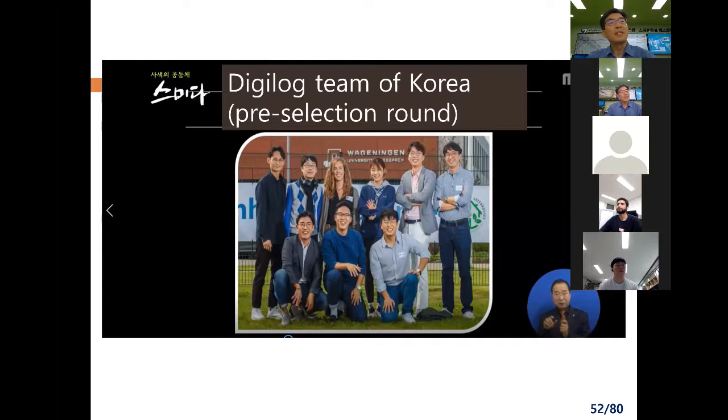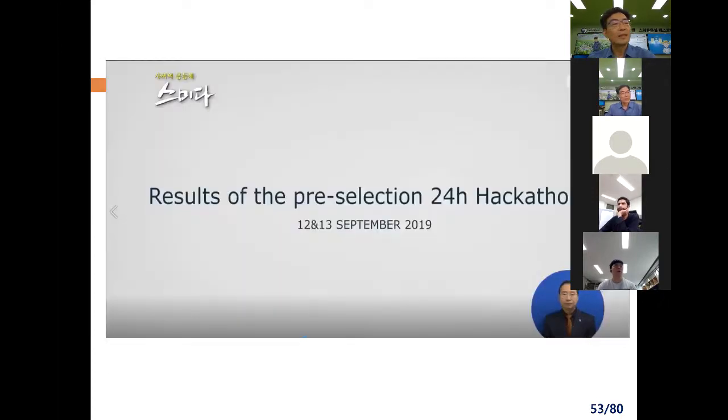21 teams participated in the second competition, which started last year. 5 teams will be selected through the pre-selection round. The pre-selection round was a 24-hour simulation of growing crops in the greenhouse last fall. They said that was a hackathon. They cultivate on a farm in a virtual space, and they compare the result. Result of the pre-selection 24 hours hackathon.